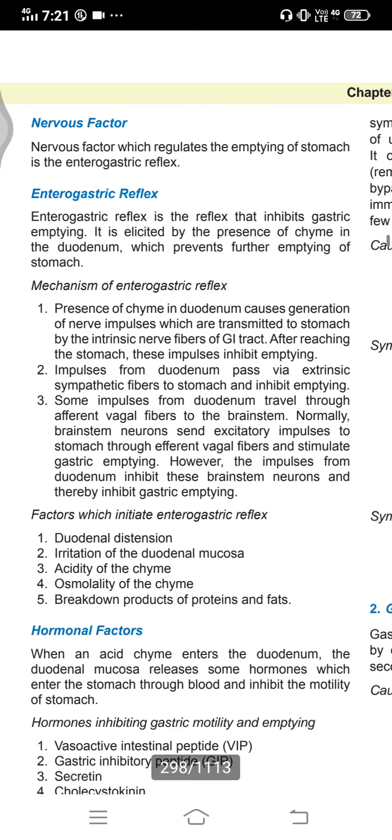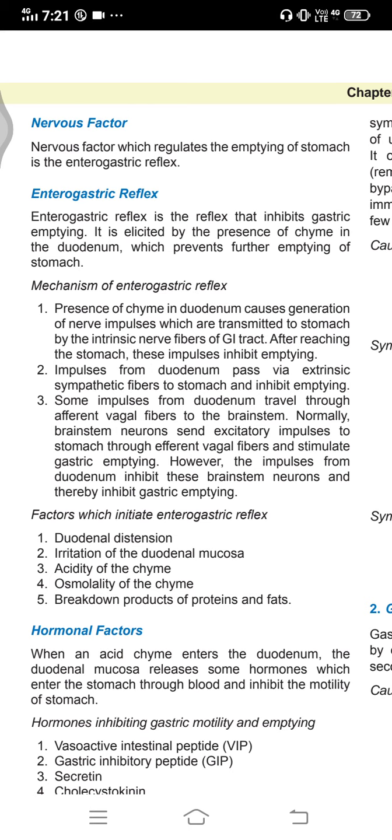Mechanism of the enterogastric reflex. Presence of chyme in the duodenum causes generation of nerve impulses, which are transmitted to the stomach by the intrinsic nerve fibers of the GI tract. After reaching the stomach, these impulses inhibit emptying. Impulses from the duodenum also pass via extrinsic sympathetic fibers to the stomach and inhibit emptying.